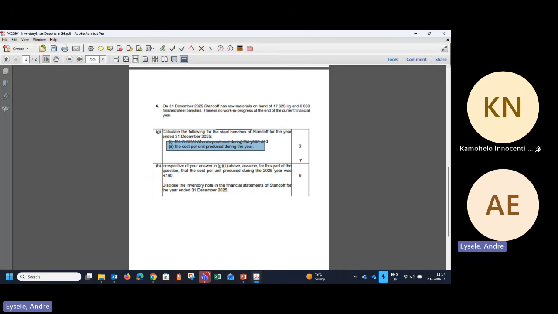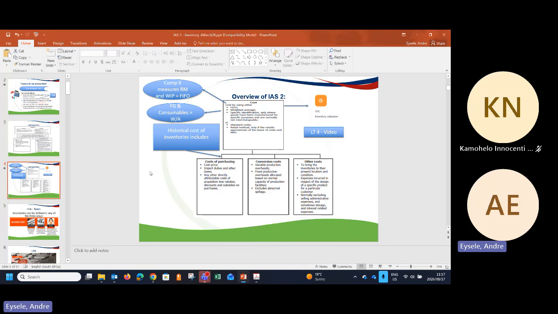So we need to go and see what is required for the cost, exactly as I have shown you in the theory. We need to determine the purchasing cost. What is the cost of purchases? What is the conversion cost? Are there variable production manufacturing overheads? Of course there must be. What is the fixed production overhead? Always based on normal capacity. Are there any abnormal spillage exclusions? We need to take that off. We cannot take that into consideration. Then are there any other costs that will bring us to the cost per unit, in this instance, of steel benches?